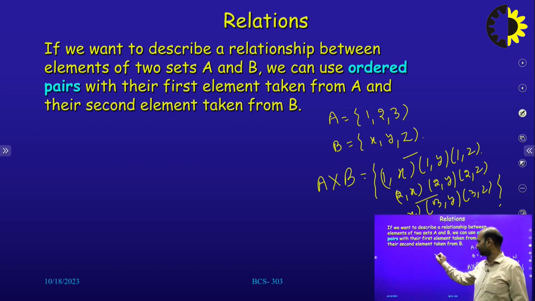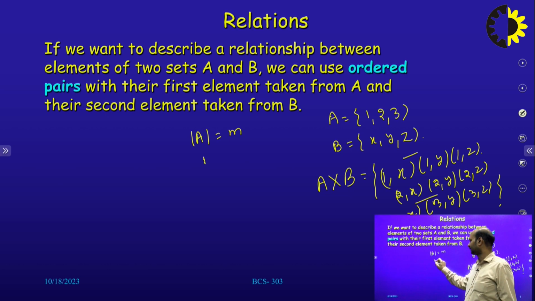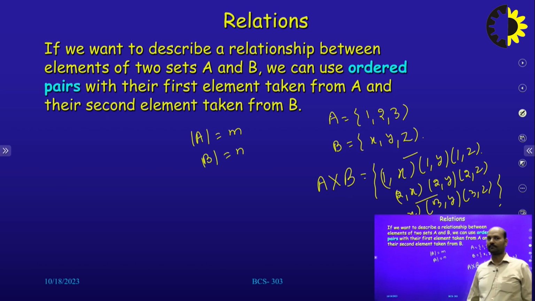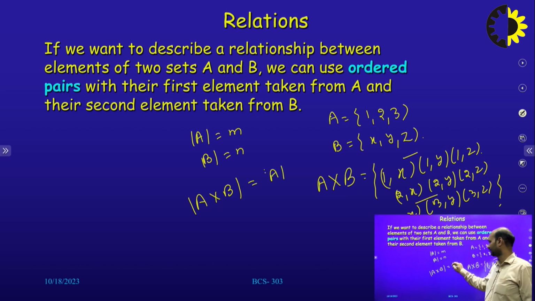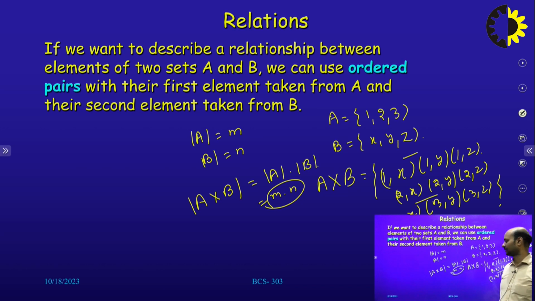If the cardinality of set A is equal to M and the cardinality of set B is equal to N, the total number of ordered pairs present in A cross B is equal to mod of A times mod of B, which means M times N. The total number of ordered pairs present in the Cartesian product of A and B is equal to M times N.